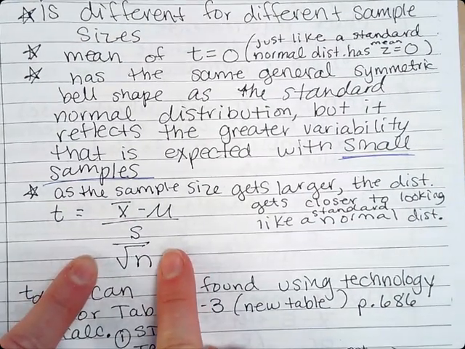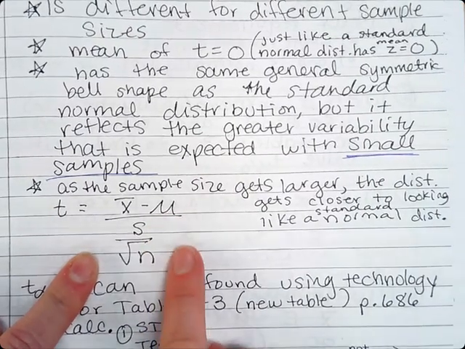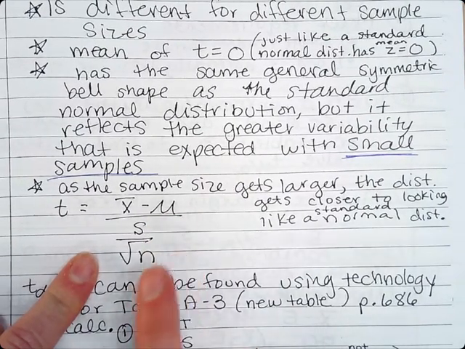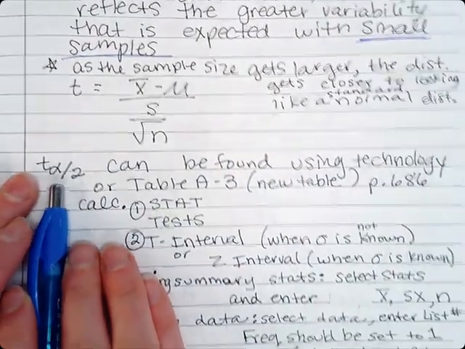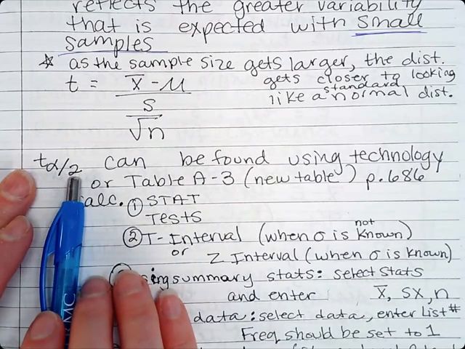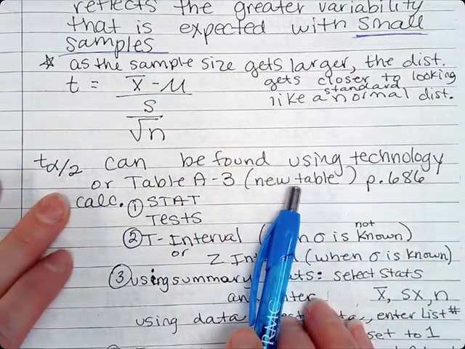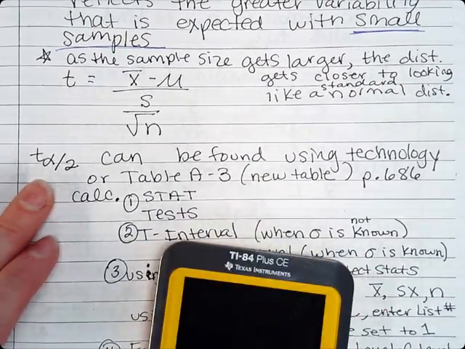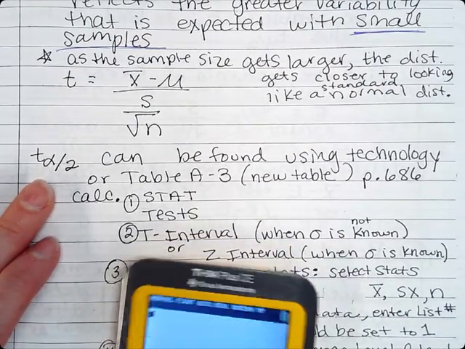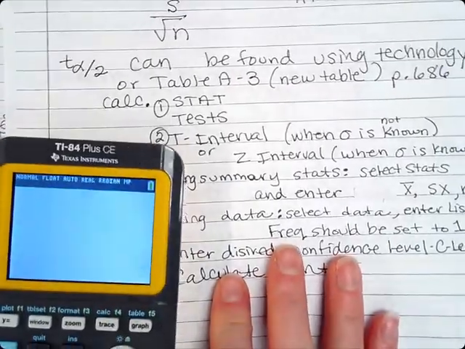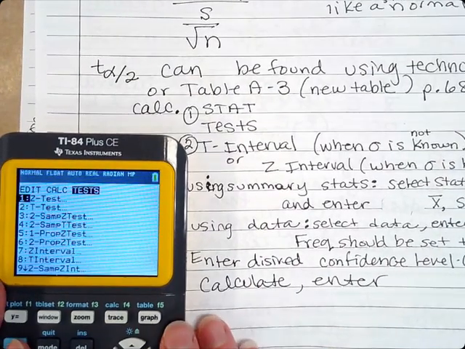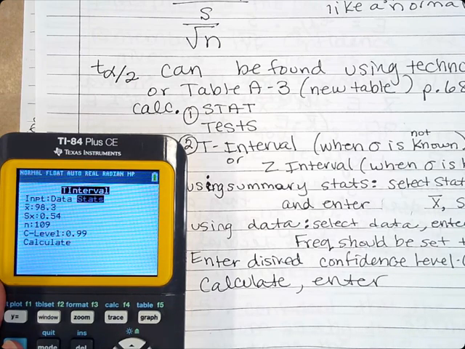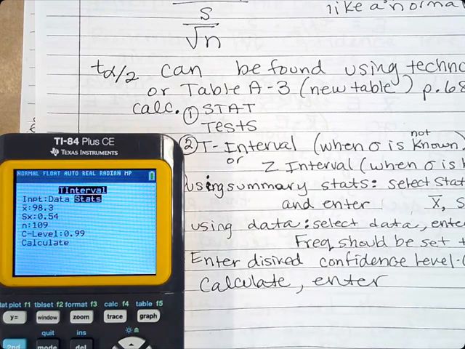So we have this formula, which we're really not going to be using because we have our table and we have a calculator that we can use. So to find the T alpha over 2 can be found using technology or the T table. So let's go to our calculator just so we know where it's at. It's going to be T interval. So we'll go to stat, over to test, and then do T interval. And then these are our options that we can do.